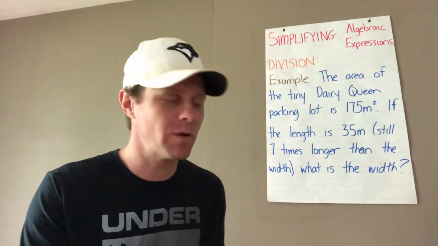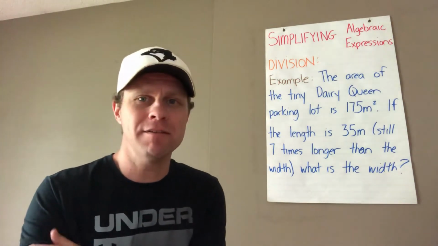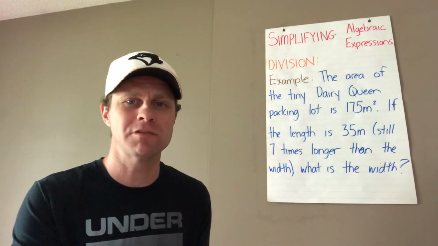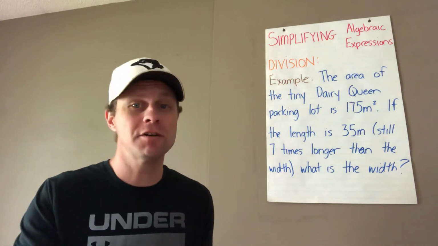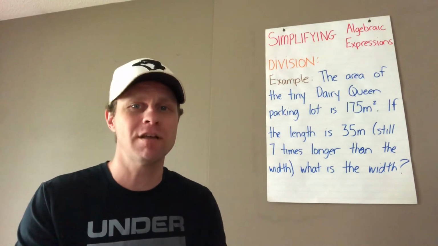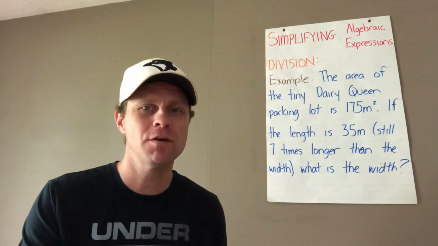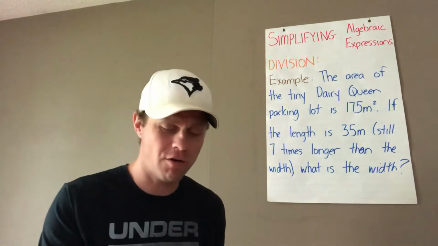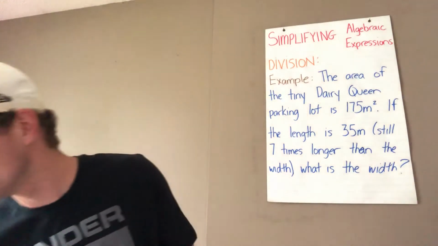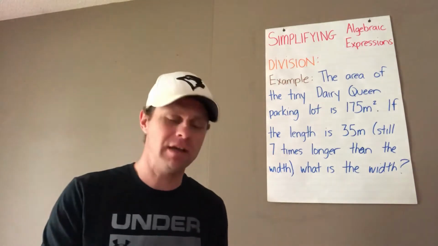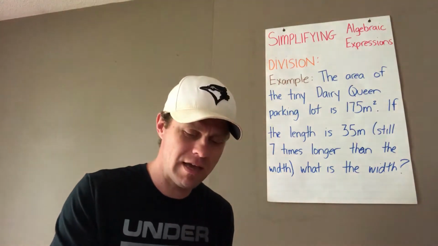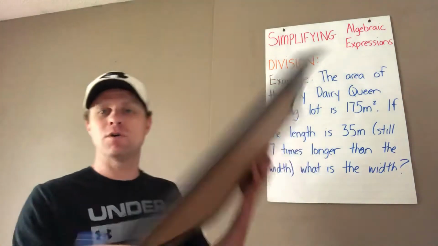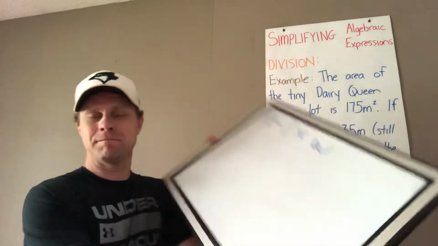within algebra. Okay? So, the area of the tiny Dairy Queen parking lot is 175 meters squared. If the length is 35 meters, still 7 times longer than the width, what is the width? So, when we do area, always remember that the formula is A equals length times width, right?